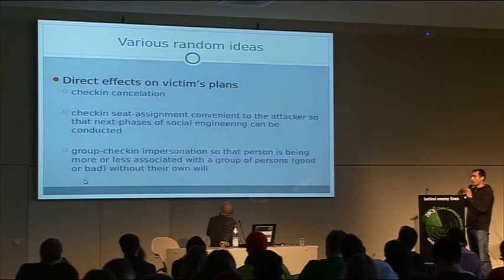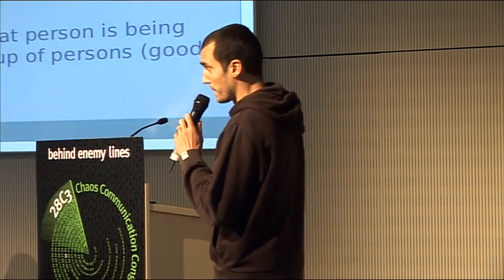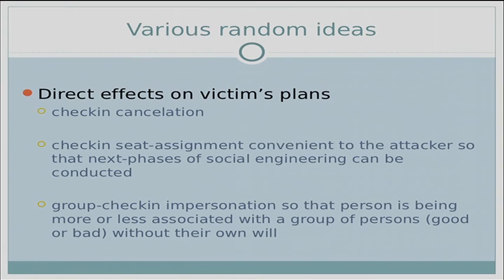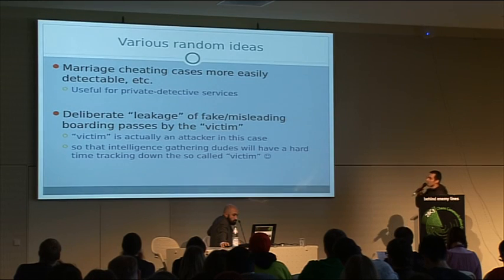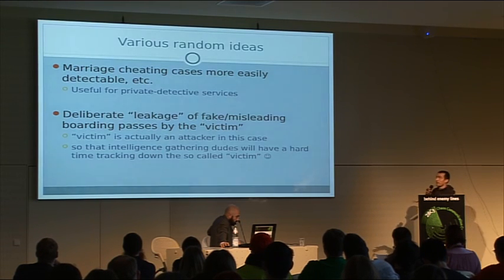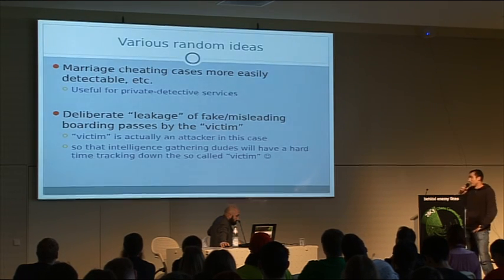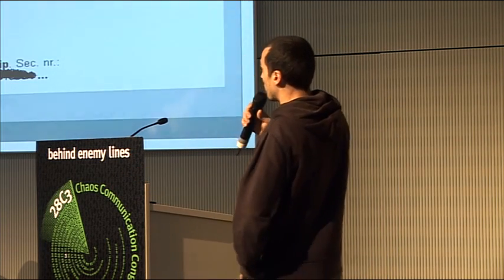Other things include, given the ticket number or frequent traveler number, doing check-in cancellation on various systems. It's not allowed on all online check-in systems, but it's still possible. You can, for example, do group check-in impersonation. It can be useful for private detective services. For example, if there is a group check-in of a male and female, they can deduce marriage cheating cases and so on. It's private details. People don't want these leaked.